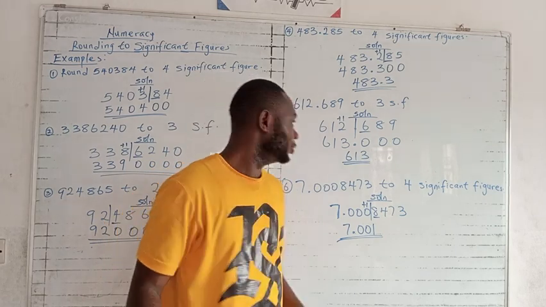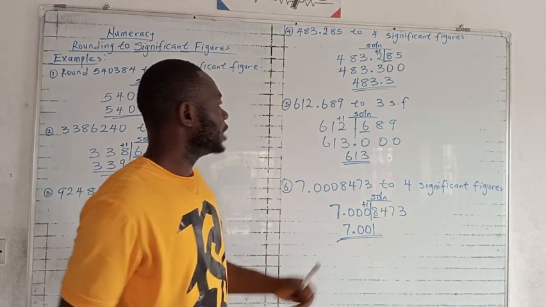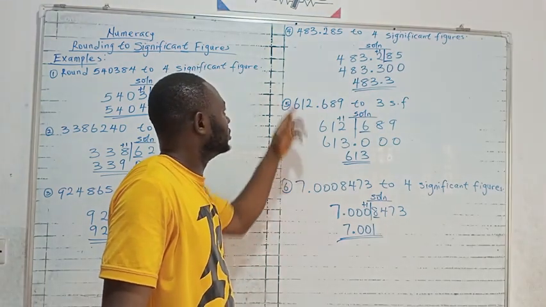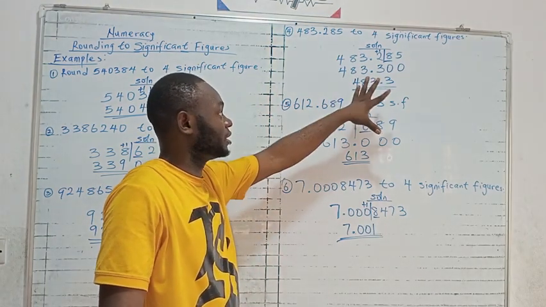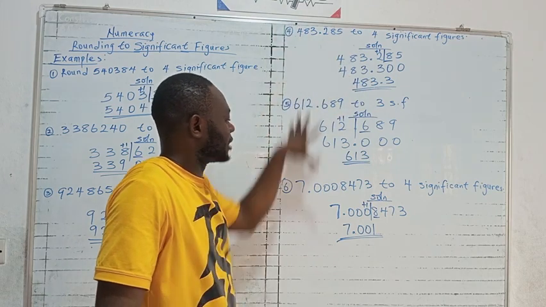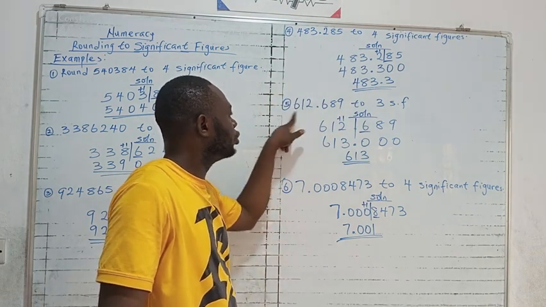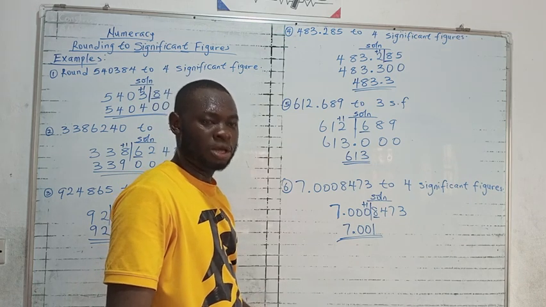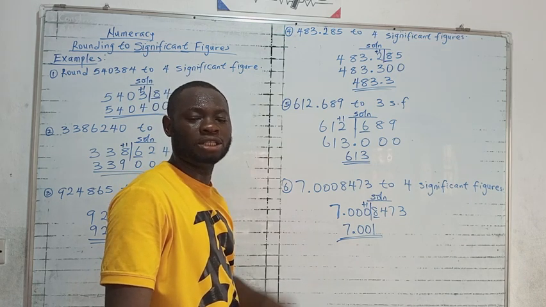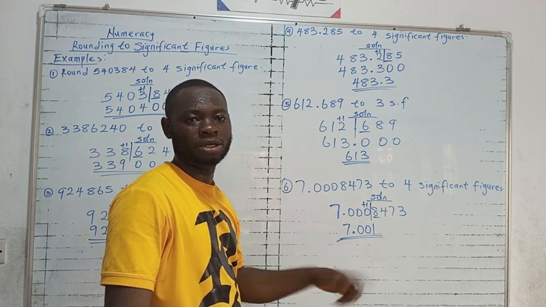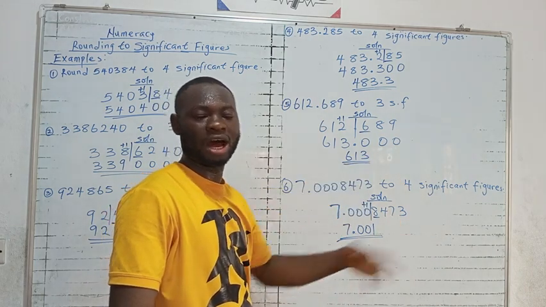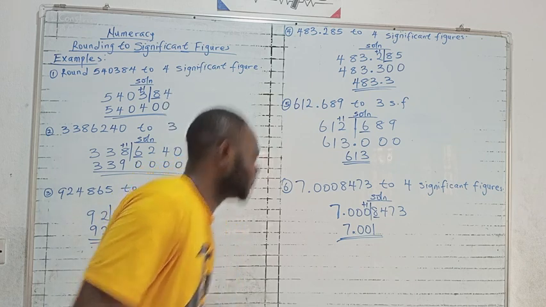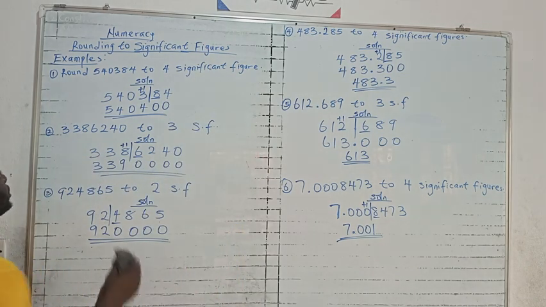Okay? So these examples now show us how to round decimal numbers to significant figures, but this particular type of decimal number has the whole number part as non-zero digits. Now let's consider a situation where the decimal number starts from 0, like 0 point whatever. How do we do that? Okay, so let's look at this example.